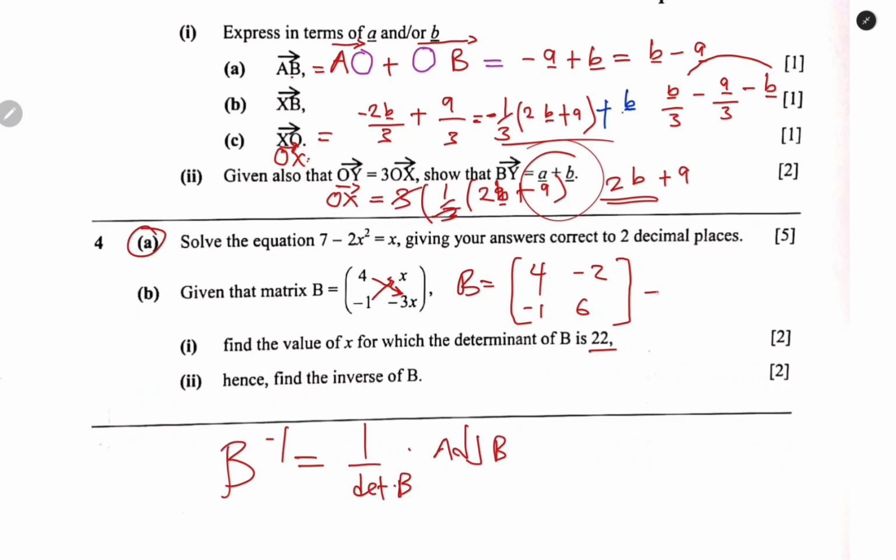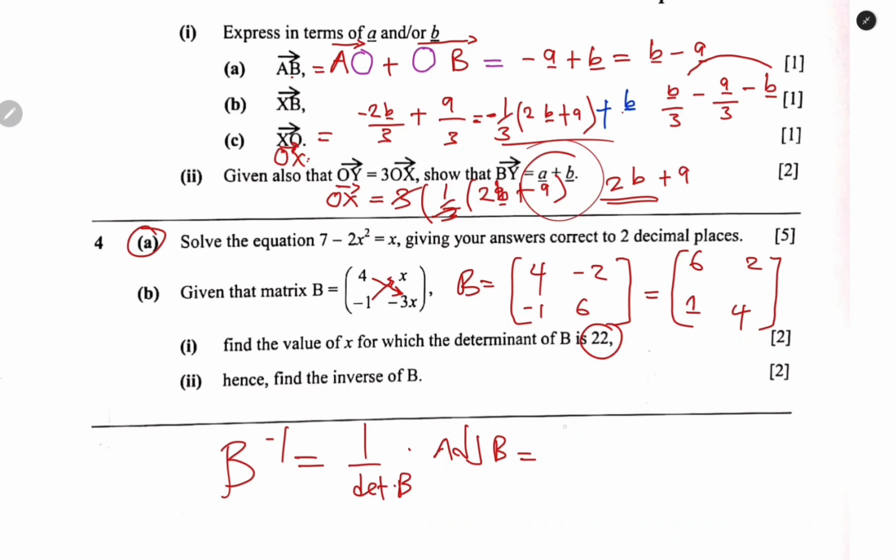So now, how do you find the adjoint? For the adjoint, the major diagonal swaps. So it's going to be 6, 4. Then of course the minor diagonal changes sign. So it's going to be negative 2, it's going to be 2, then 1. So this is the adjoint. The determinant is 1 over 22. So the value of x, don't mistake it for the determinant. The determinant is what is given here.